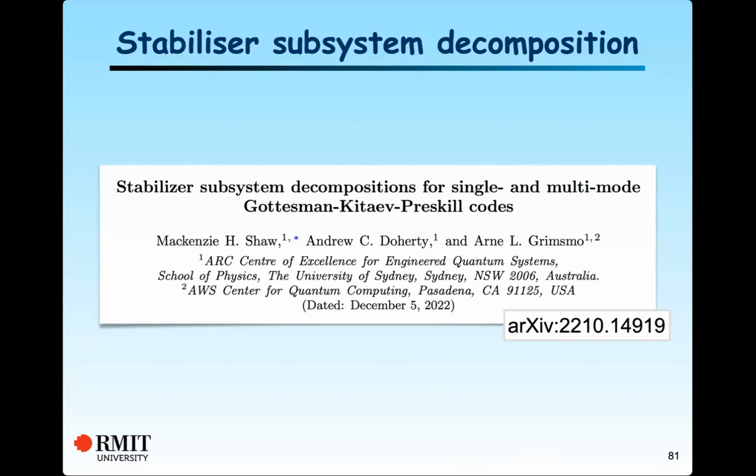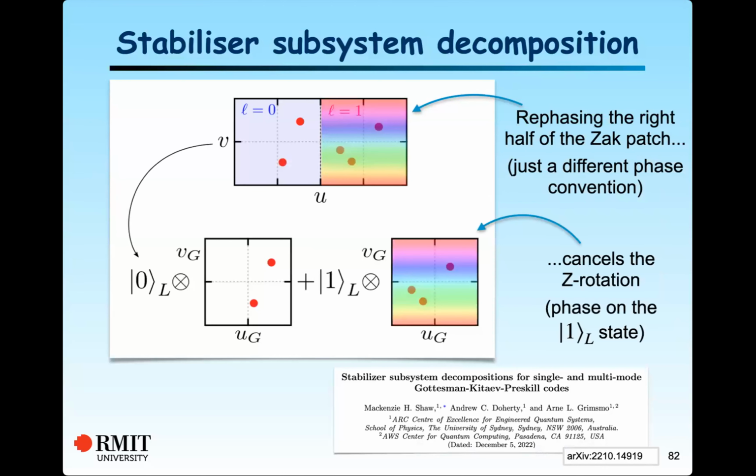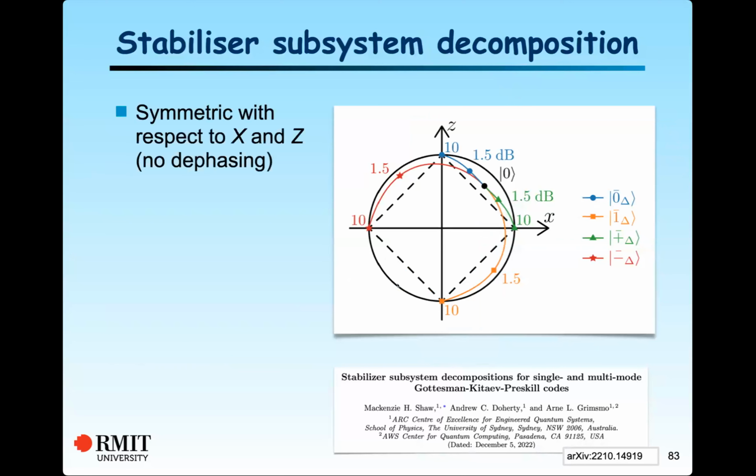Now, these guys, Mackenzie Shaw, Andrew Doherty, and Arne, came up with a different method to do it. I've just got 2 slides. Okay. So if you rephase the right half of the Zach patch, that's just a different phase convention. That cancels the rotation and fixes it. And with that, I will just highlight the benefits of this.